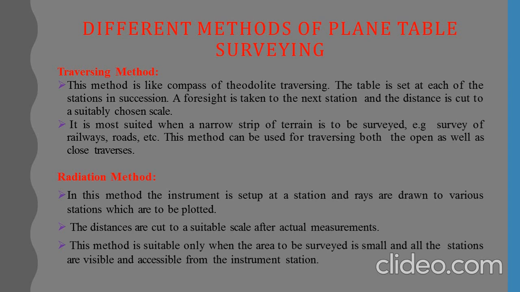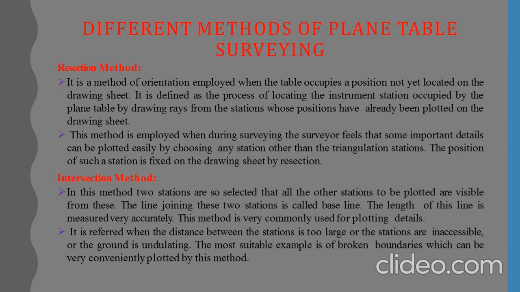The second method is the radiation method. In this method, the instrument is set up at a station and rays are drawn to various stations which are to be plotted. The distances are cut to a suitable scale after actual measurements, and the radiation method is suitable only when the area to be surveyed is small and all the stations are visible and accessible from the instrument station.